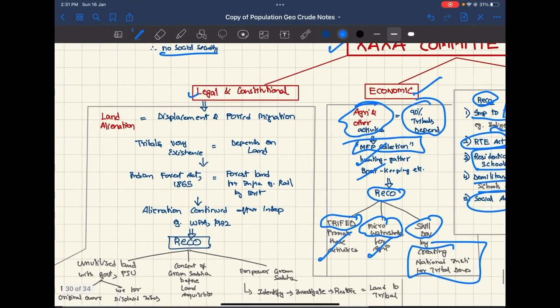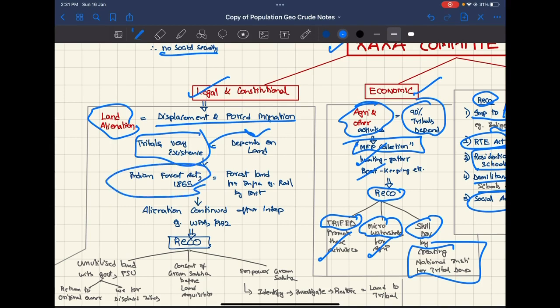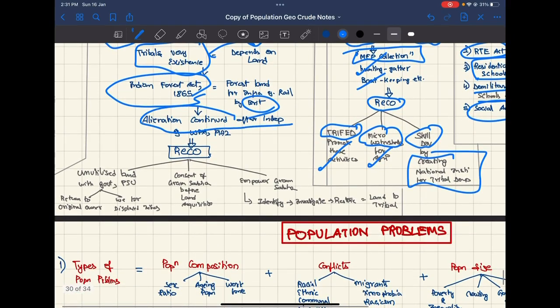Coming to legal and constitutional reforms, land alienation is the biggest issue for them, because of which they're displaced and forcibly migrated. So the tribals' very existence depends on the land, which is violated by the Indian Forest Act 1865, which was brought by the British. Alienation is still continuing after independence, for example the WPA Act 1972. So the recommendations are that unutilized land with governments and PSUs should be returned to the original owner or be used for displaced tribes.